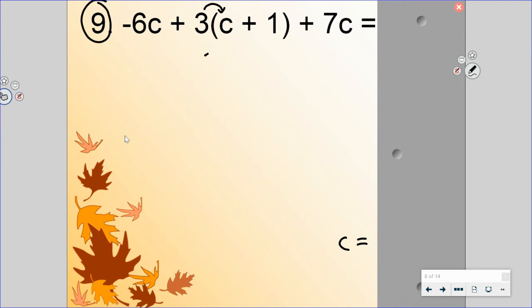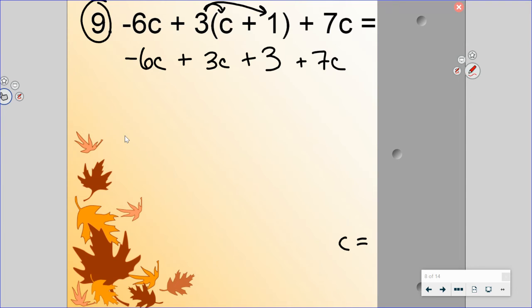So 3, why write 3 groups of C? You can write 3 C's. Why write 3 groups of 1? You could write 3. Notice the 7 C's is not a part of the group, nor is the negative or opposite of 6 C's a part of the group. So don't multiply either of those terms times 3.